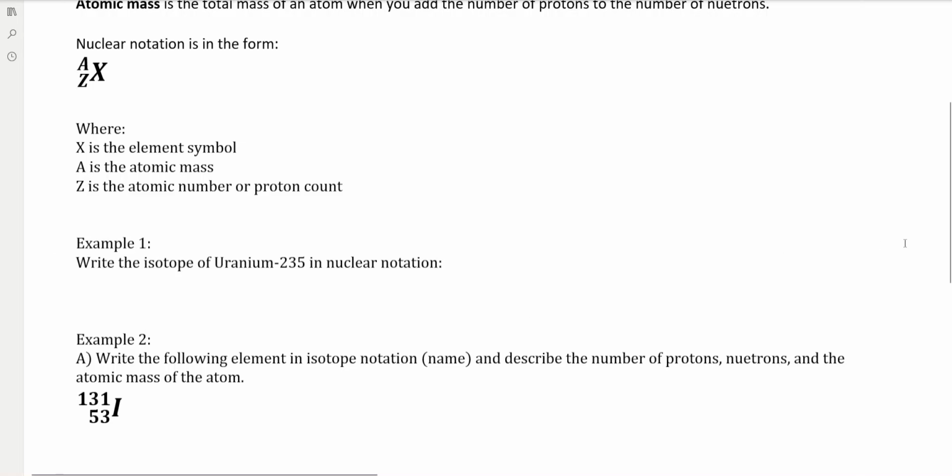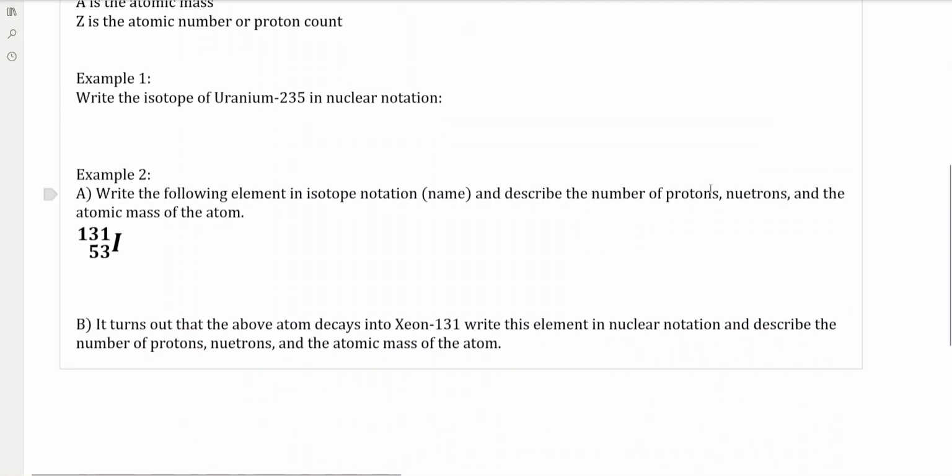So nuclear notation is in the form of this, where X is the element symbol. If it was carbon, carbon has 6 protons, so it goes at the bottom, and the normal carbon is carbon-12, so it has 6 neutrons and 6 protons. The neutrons plus protons together gives us 12, so it's the atomic mass up there.